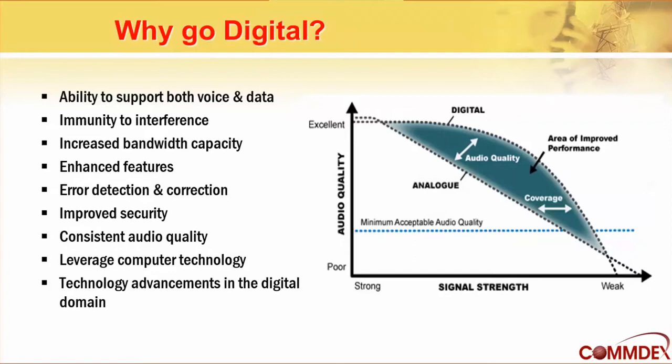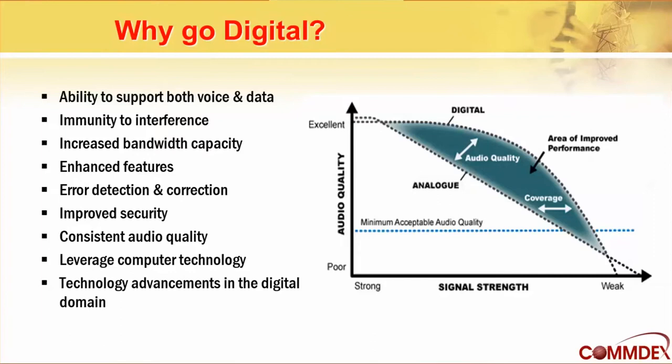Computer technology. Now we're able to leverage all the advances in computer technology. When we have infrastructure, we can use commercial grade items, switches and routers and servers that the computer industry uses, and we don't have to develop specific proprietary devices anymore; we can use off-the-shelf equipment. So all the technology advancements are happening in the digital domain, so that's why we want to go there.